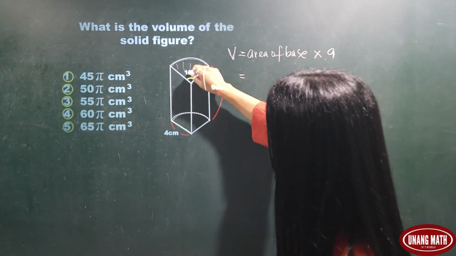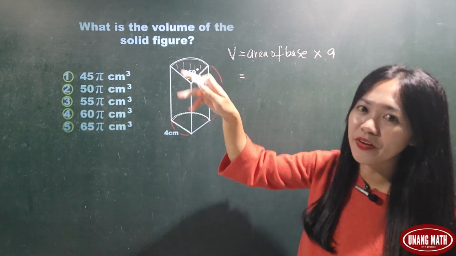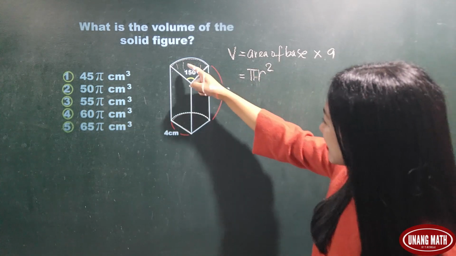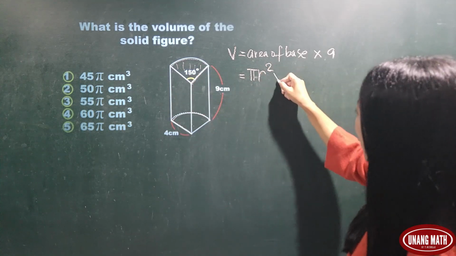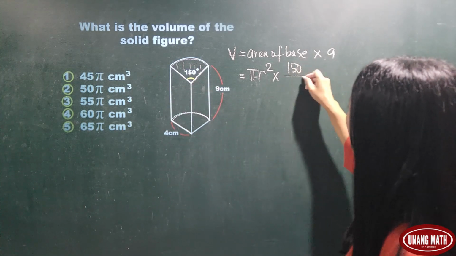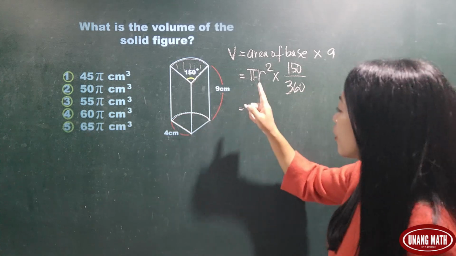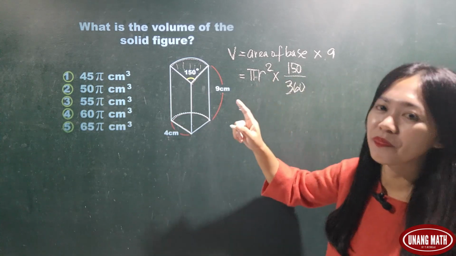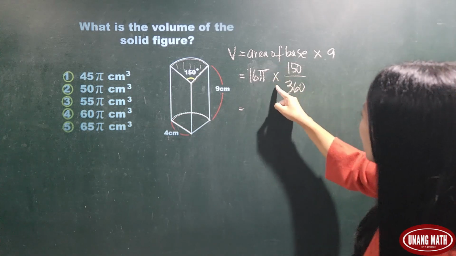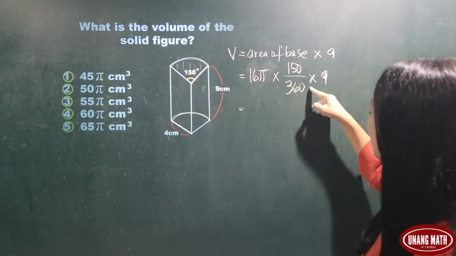Okay, so let's find the area of this base. This sector is part of the whole area of a circle. So to find the whole area of a circle, that would be pi r squared, or pi times radius squared. But since this is a sector, so pi times radius squared times the ratio of the central angle to the whole, which is 150 over 360. It's given that the radius is 4 centimeters. So 4 squared, that would be equal to 16 pi. So we have here 16 pi times 150 over 360 times the height, which is 9 centimeters. So this is times 9.